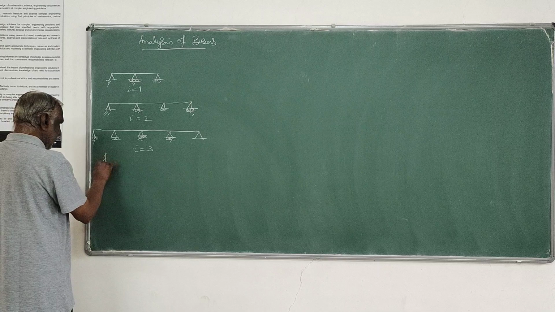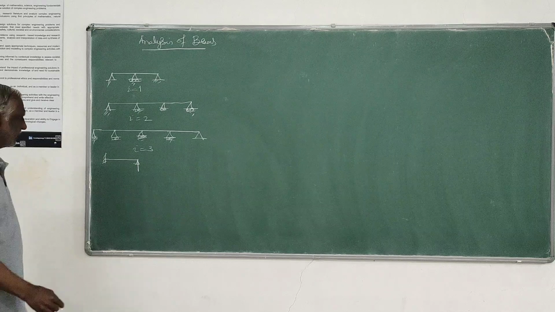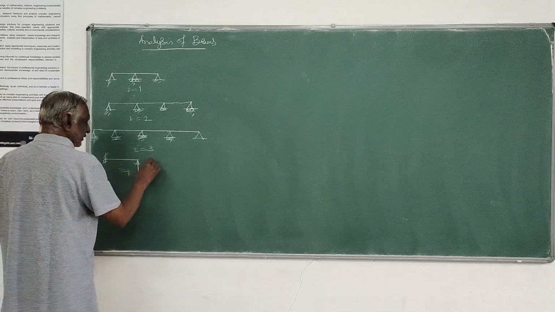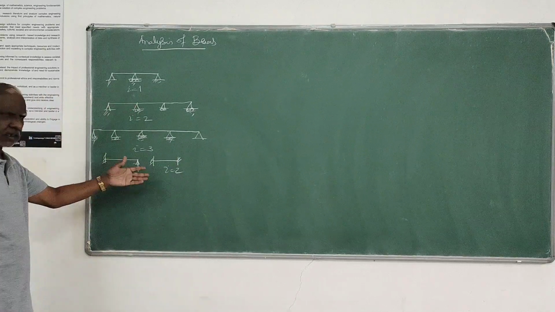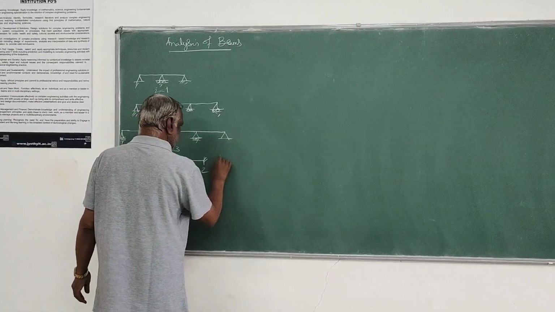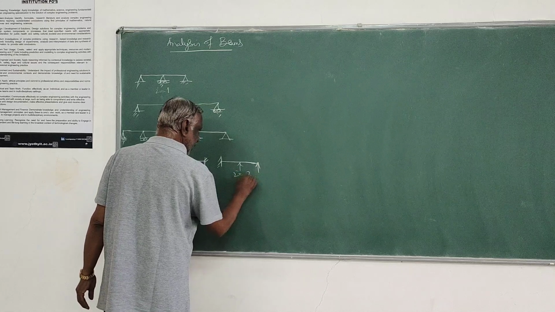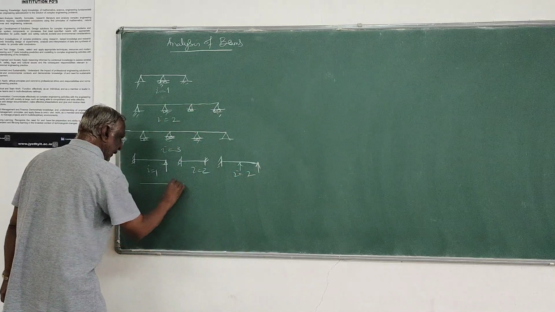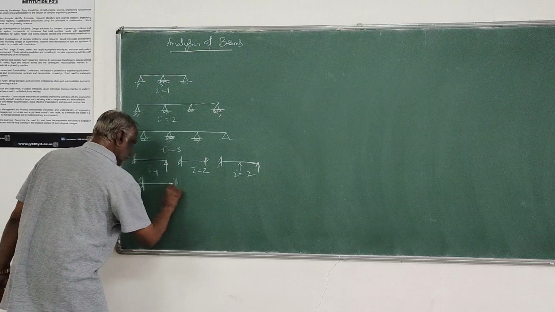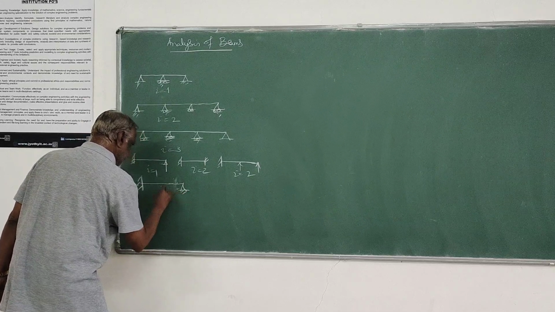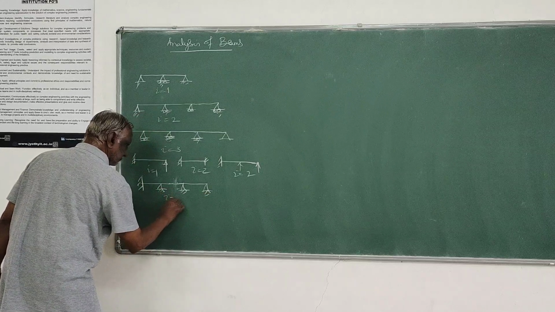Suppose if it is fixed beam, here 1 degree of redundancy is this propped cantilever. This is 1 degree of redundancy. Then fixed beam 2 degree of redundancy. There are also indeterminate structures. Then you may get another type of problem. This is also degree of redundancy 2, and this type of problem. This is degree of redundancy 3.